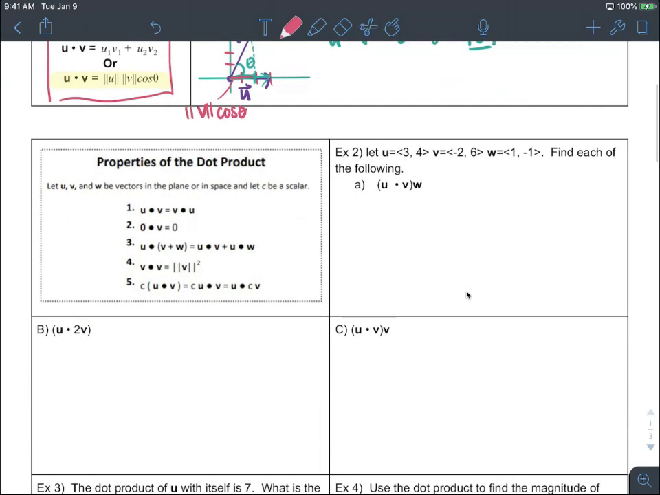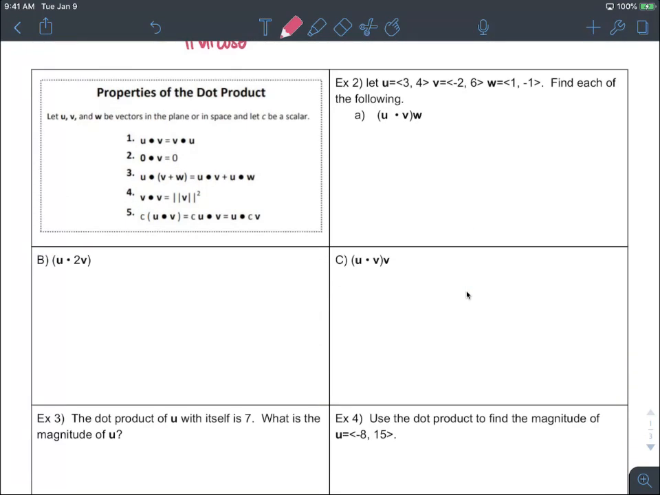Okay, some properties of the dot product. Remember that all the bold stuff are vectors, and right here, the c is a scalar, so just a plain old number. If I'm going to multiply two vectors together, u dot v is equal to v dot u.